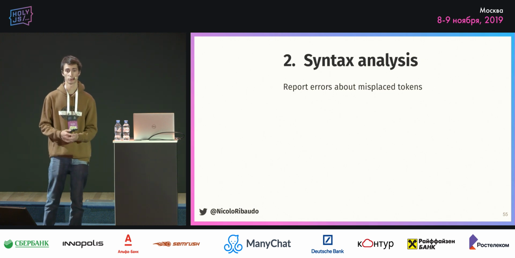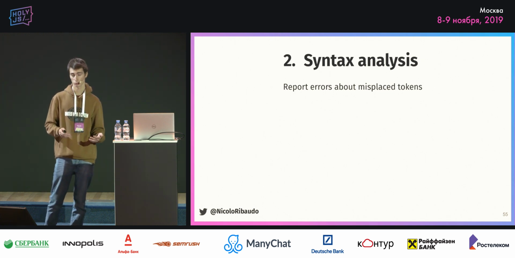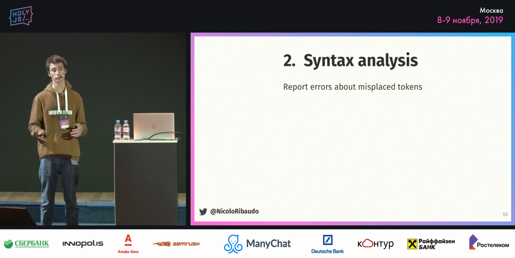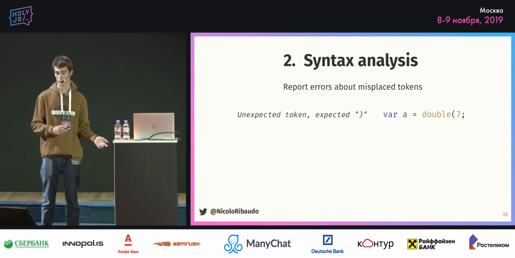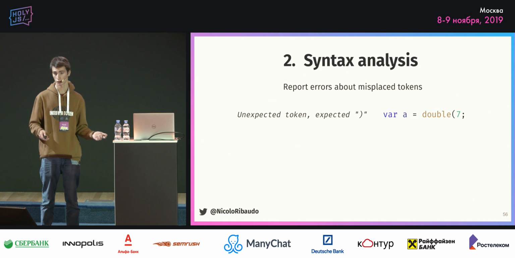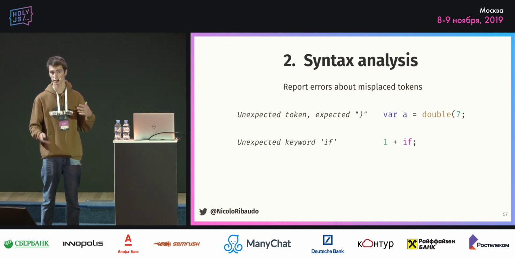During this phase, it reports errors about tokens which are valid tokens, but in the wrong position. For example, here we have forgotten a closing parenthesis, and so Babel finds the semicolon token and it throws an error. Or also if we have valid keywords but in the wrong place. I mean, like, if can't be used inside an expression.